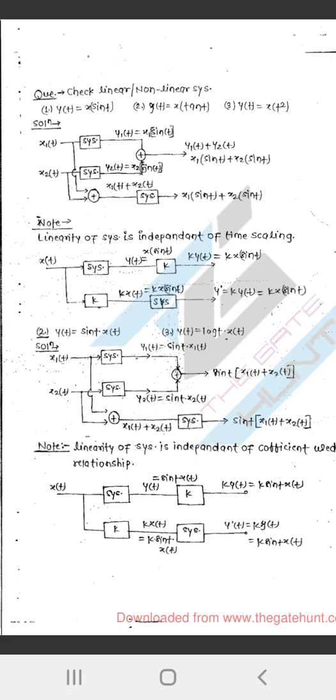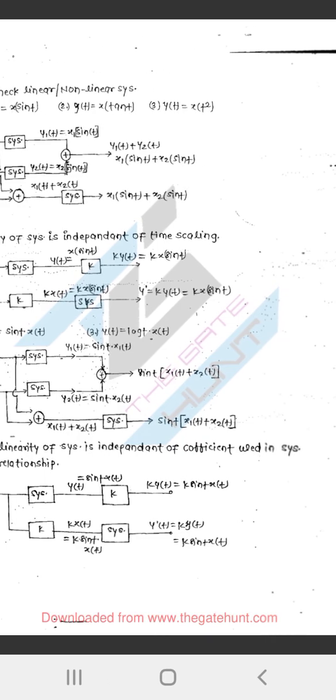Linearity of a system is independent of time scaling. First, the system, and k is a constant. Then the output y of t is equal to k x sine of t. Then sine of t x1 of t, then sine of t x2 of t, then sine of t times x1 of t plus x2 of t. This is the output. Then x1 of t plus x2 of t gives sine of t times the sum. Linearity of a system is independent of the coefficient.